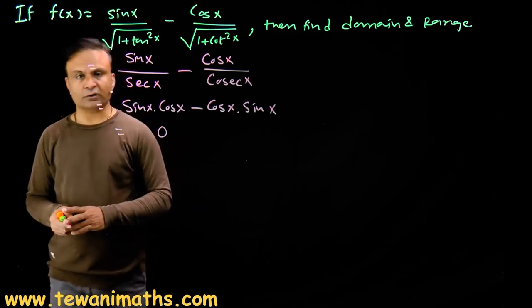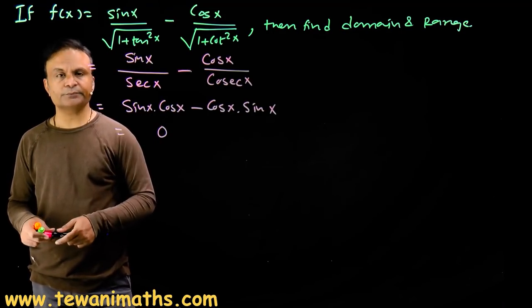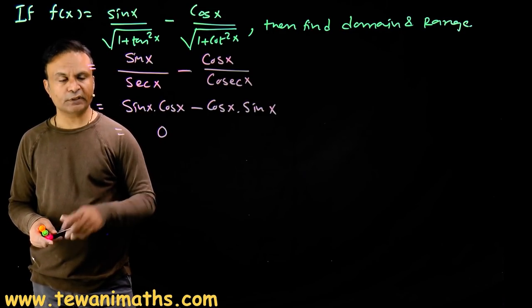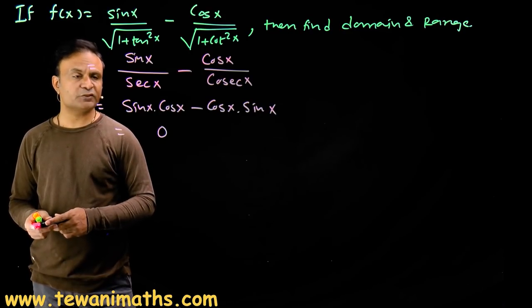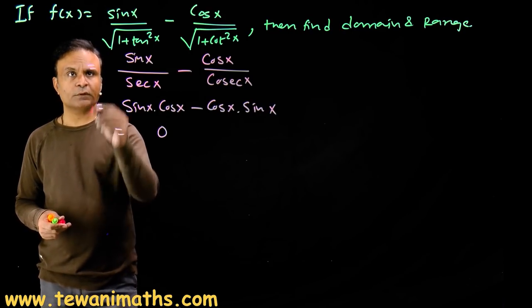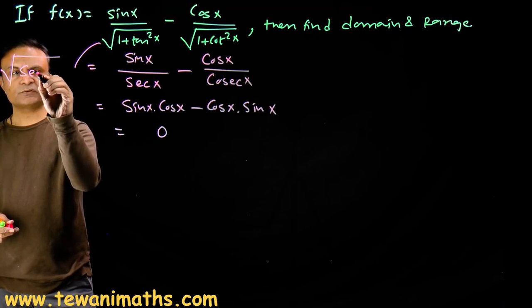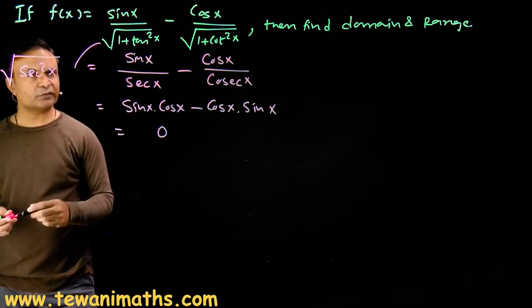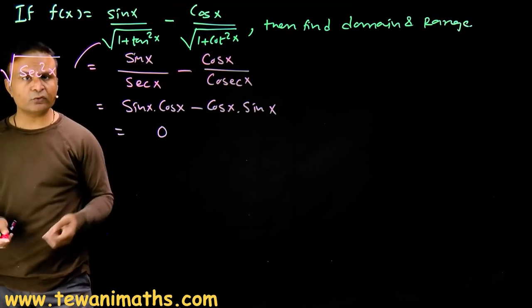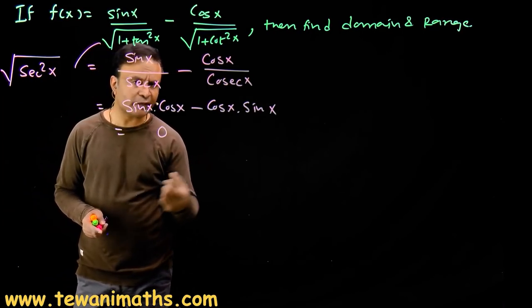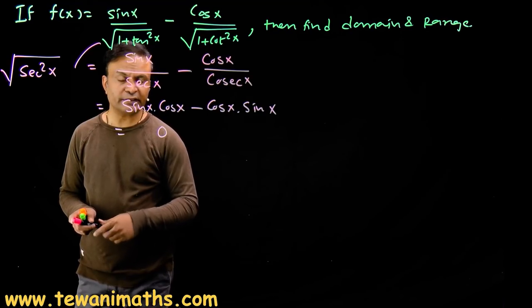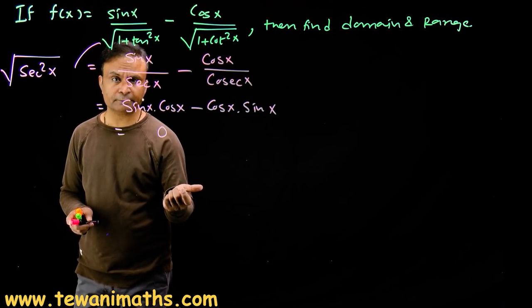Definitely, this is wrong. Where is the mistake? Kya mistake hai yahan pe? Kis step pe? In this step, square root of secant square x, 1 plus tan square x is secant square x. So, we have square root of secant square x. What is square root of secant square x? Is it secant x always?